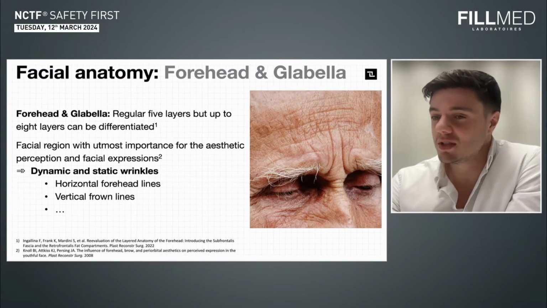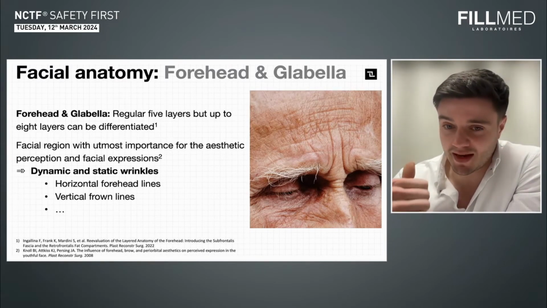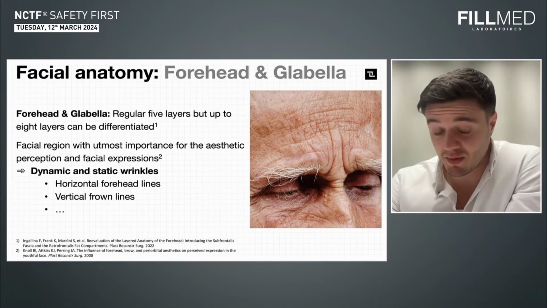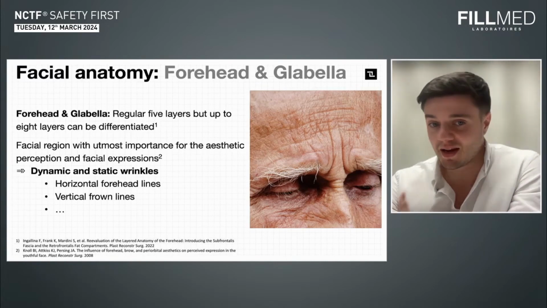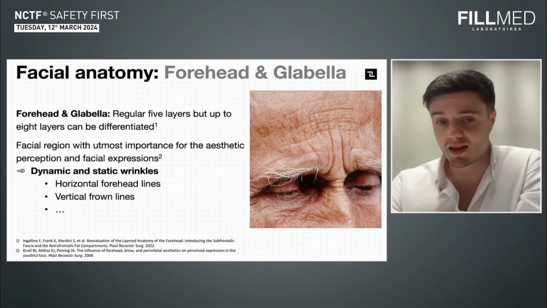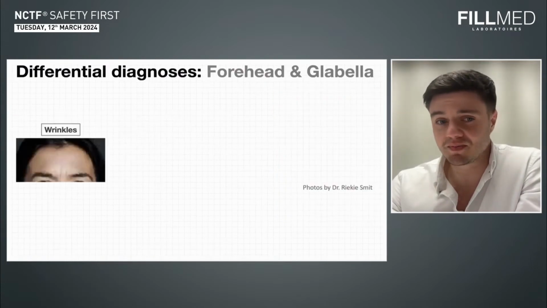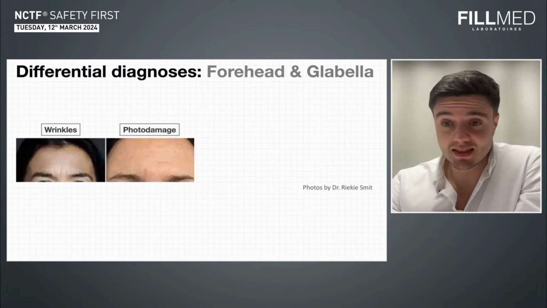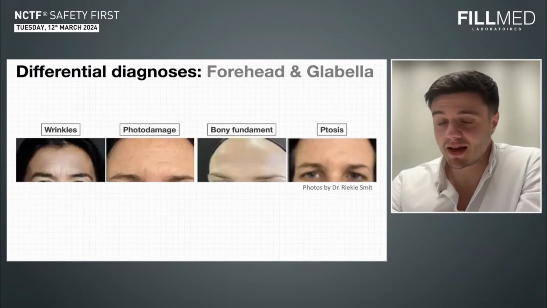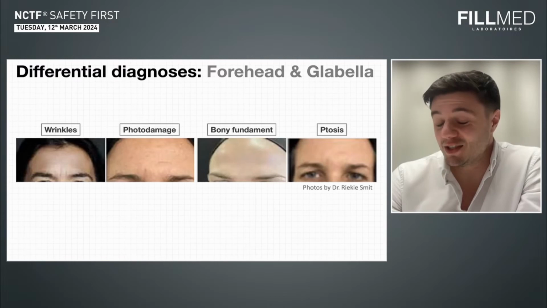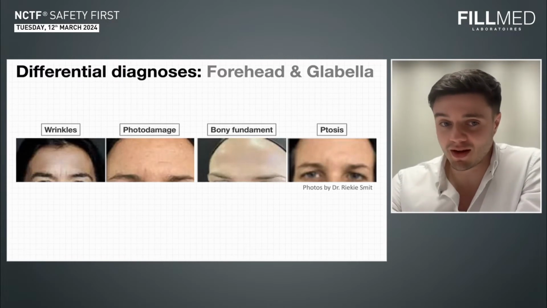And we have to differentiate between dynamic and static wrinkles. So dynamic wrinkles form under muscle contraction and they cannot be found permanently, while static wrinkles are even found when we have a resting phase. And this is something we need to keep in mind. So dynamic wrinkles need a different treatment approach than static wrinkles again.